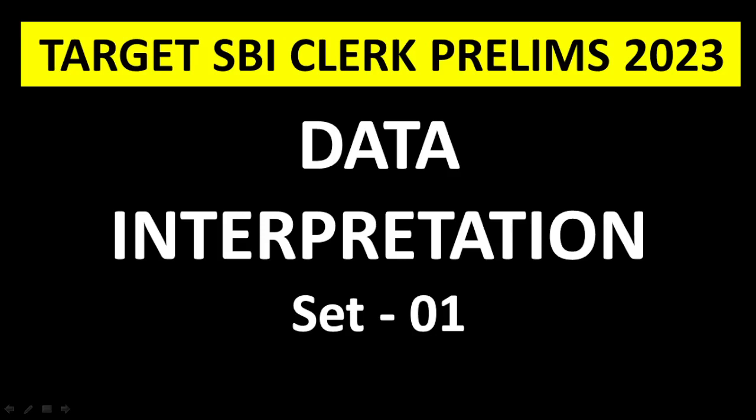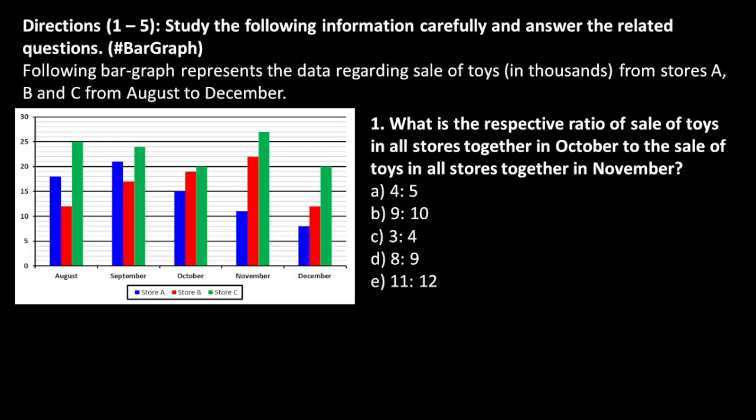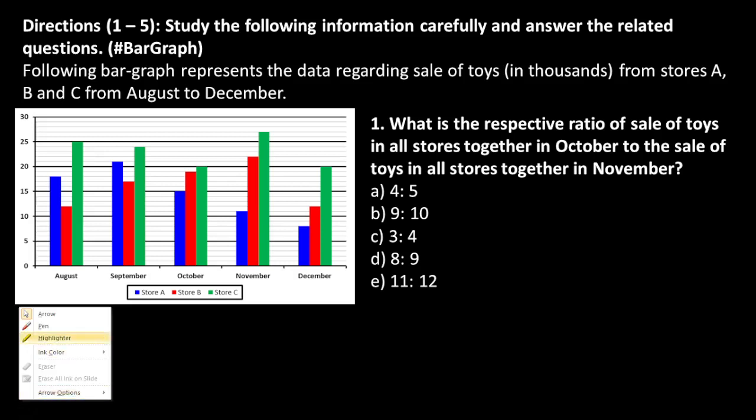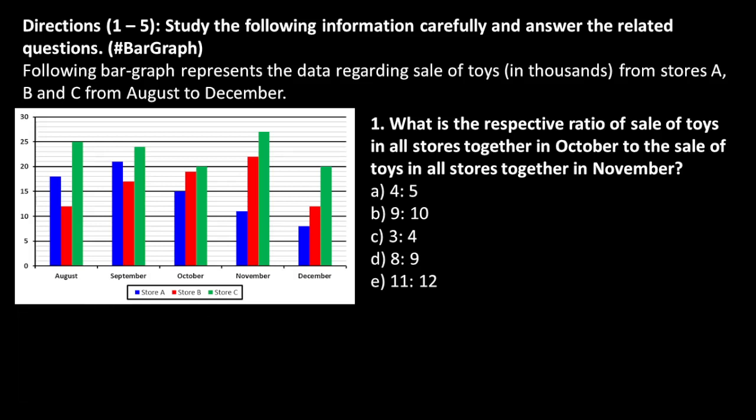Yes, questions maatladukundam. Here is the first set. The following bar graph represents the data regarding sale of toys from stores A, B, C from August to December. August, September, October, November, December, in these months the three different stores sold toys, and the information is in thousands.